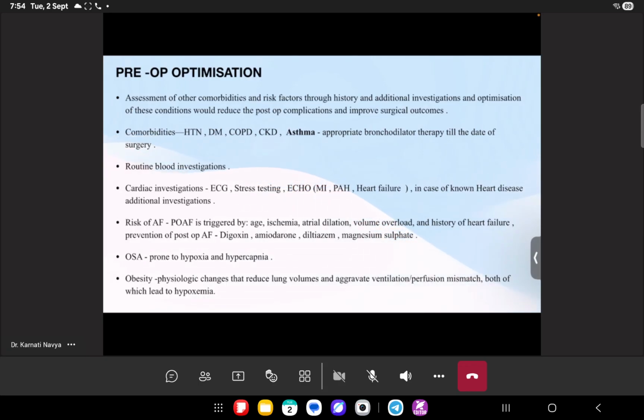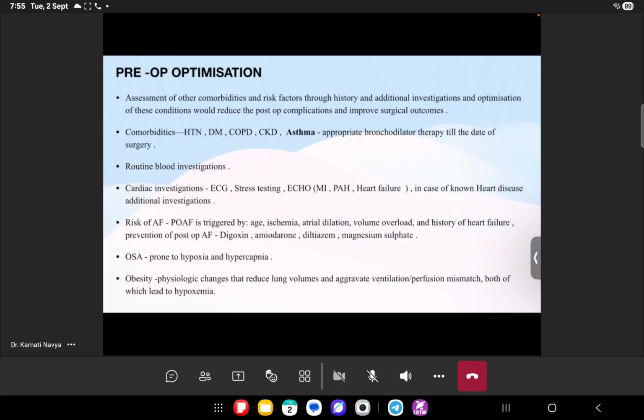Risk of post-operative atrial fibrillation is usually triggered by age, ischemia, atrial dilatation, volume overload, and history of heart failure. So for prevention of post-op AF, usually digoxin, amiodarone, diltiazem, and magnesium sulfate are administered in the preoperative period. In our hospital, we give digoxin 1 week before the surgery and continue it for 3 months post-op.